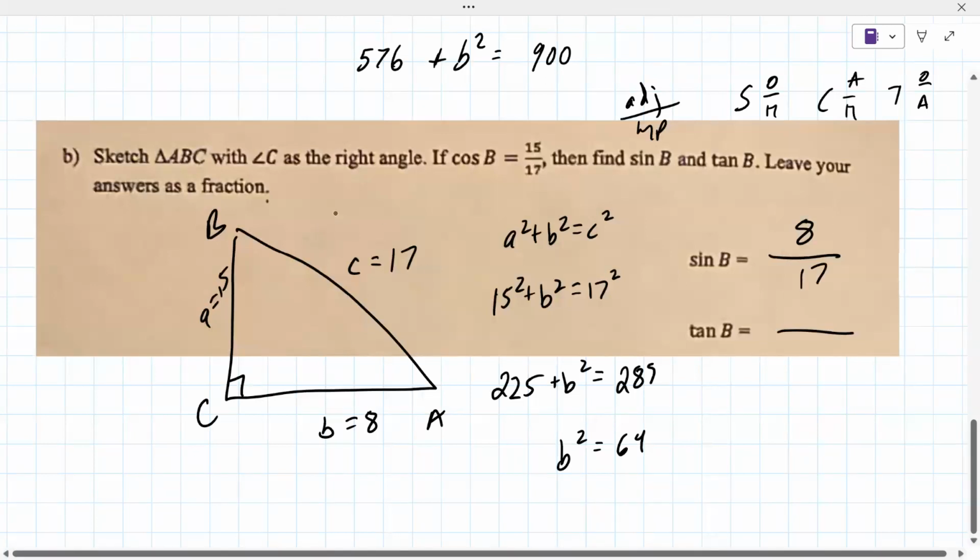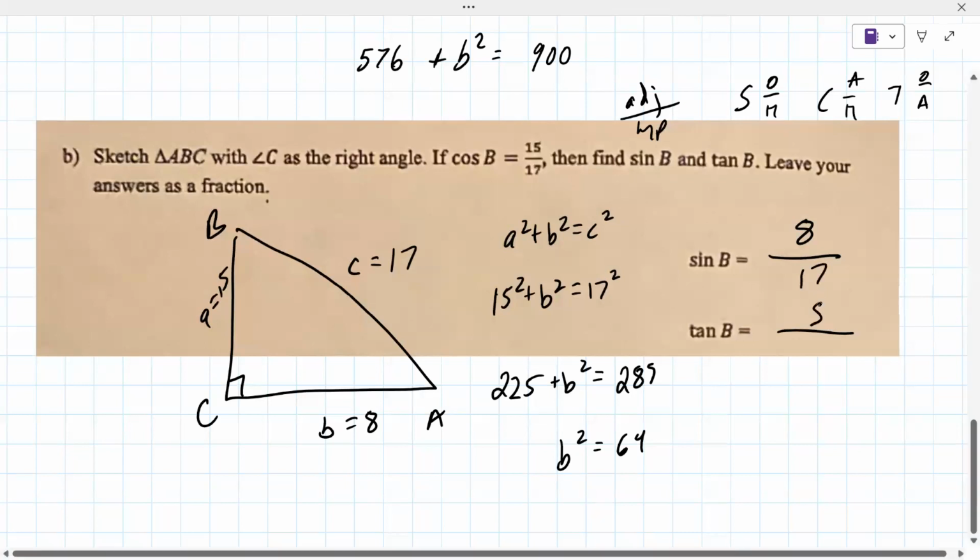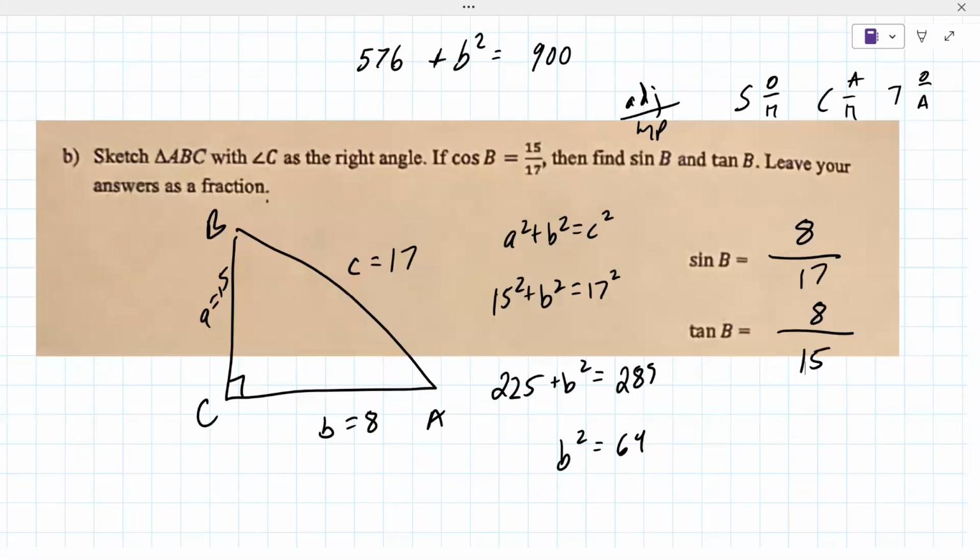And then tangent is opposite over adjacent. The opposite, once again, is 8, and the adjacent is 15. And you cannot reduce those any more than they currently are. That's right.